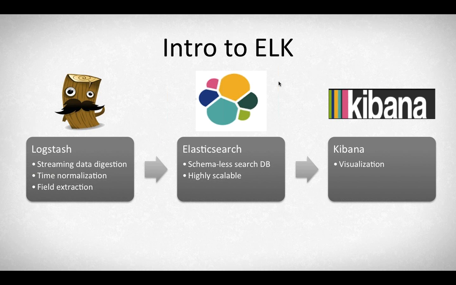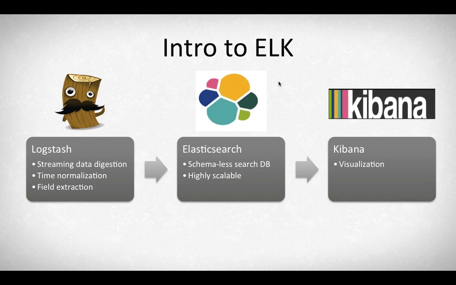So what is ELK? ELK stands for Elasticsearch, Logz.io, and Kibana. It's actually a combination of 3 different products. The first product is actually Logz.io. Logz.io is a product that helps with streaming data and ingestion of the data. It gives you connectivity to a lot of other systems. It does some time normalization. It does field extraction. It does field enhancement like GeoIP, like user agent, like all the fields that can be added.